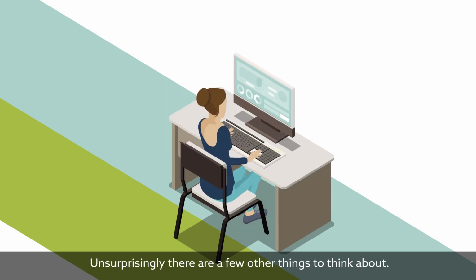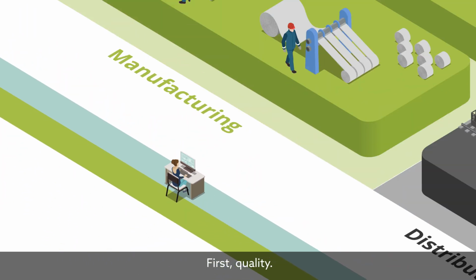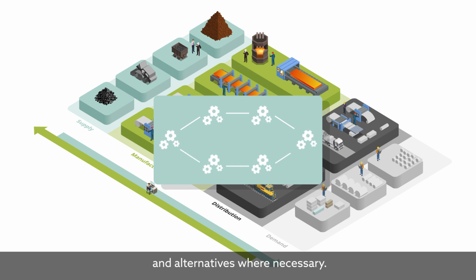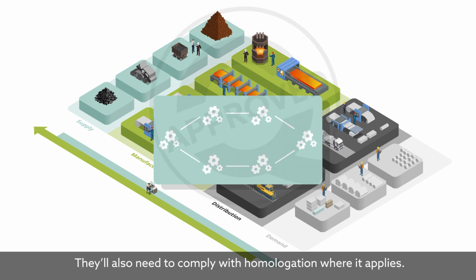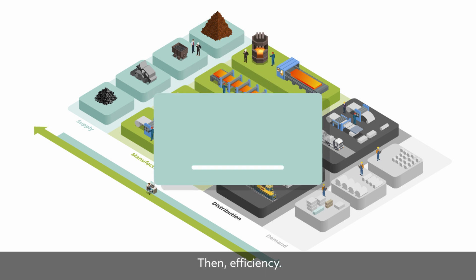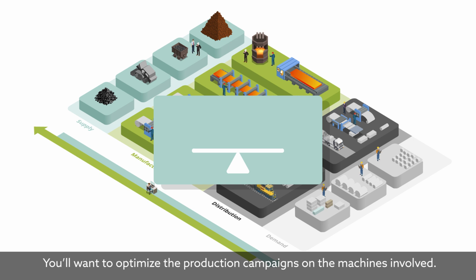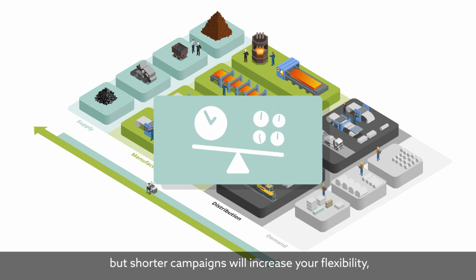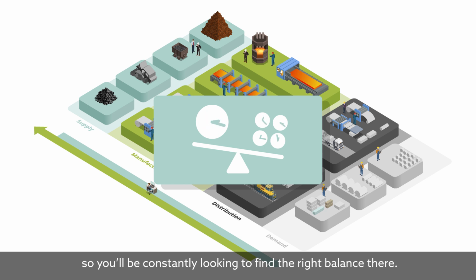Unsurprisingly, there are a few other things to think about. First, quality. You'll need manufacturing to follow preferential routings if possible and alternatives where necessary. They'll also need to comply with homologation where it applies. Then, efficiency. You'll want to optimize the production campaigns on the machines involved. Long campaigns reduce setup costs and boost efficiency, but shorter campaigns will increase your flexibility, so you'll be constantly looking to find the right balance there.